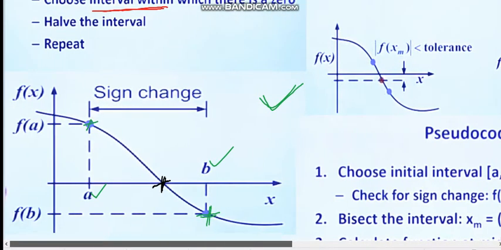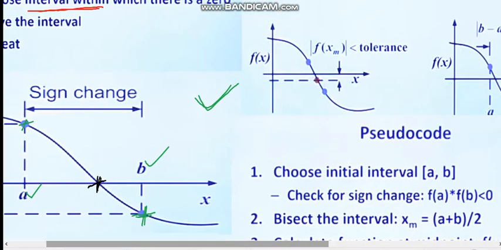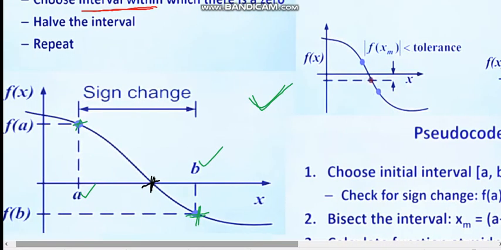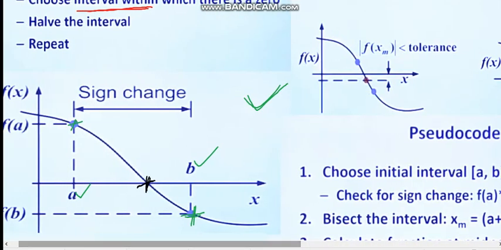In this case we have represented it by using a and b, so we have to take (a plus b) by 2. That is actually how we find the midpoint of these 2 points, which is (a plus b) by 2, and we have to find the function value corresponding to that midpoint. If this function value, f of x m, corresponding to the mid value, is positive, then we have to replace the a point with the corresponding midpoint.